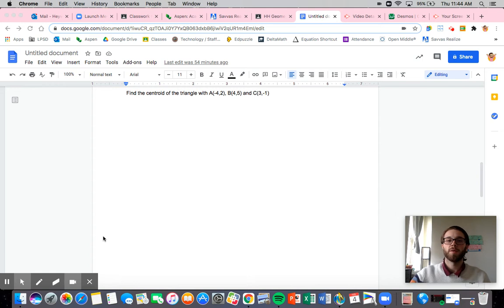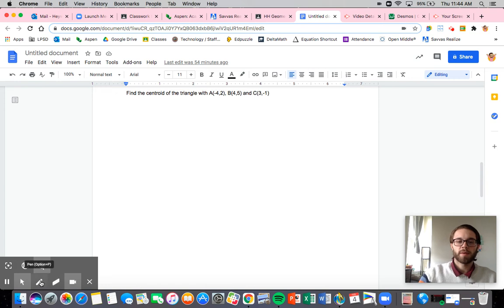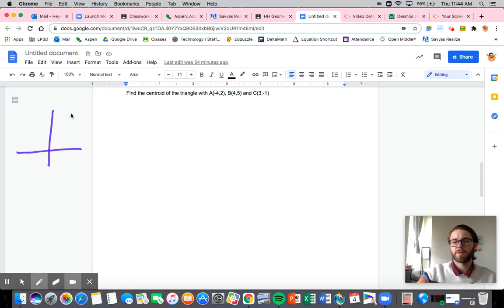All right, so if you want to find the median that goes through A, you would need the midpoint of BC, right? The midpoint of AB would go to C, and AC would go to B. So let's just quickly graph these and see if there's anything that jumps out at us. That's my first recommendation to you. Always take a quick look at what it looks like, and sometimes you can save yourself a lot of time. A lot of times, if you notice right away that it would be a right triangle, you can make life a lot easier for yourself.